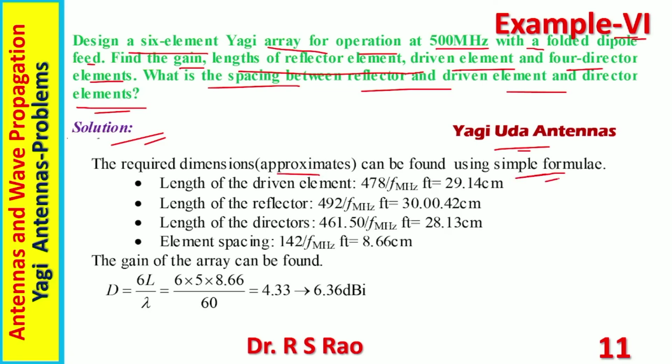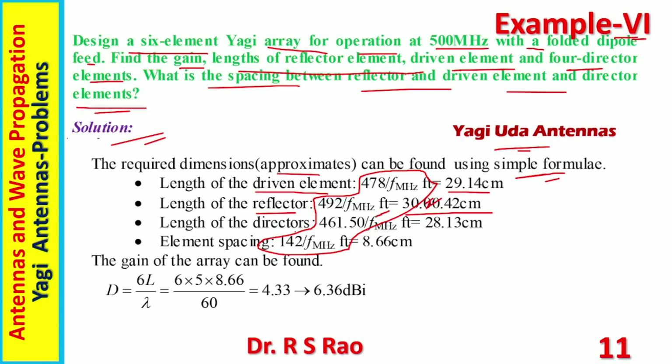As already mentioned, in this problem as well as in the previous problem, the formulas give the dimensions in feet. After getting the dimensions, we have converted them into centimeters because we are in the MKS system. Length of driven element is 478 over f megahertz. In the present case it becomes 29.14 cm. Length of reflector formula is 492 over f megahertz feet. In centimeters it becomes 30.42 cm.